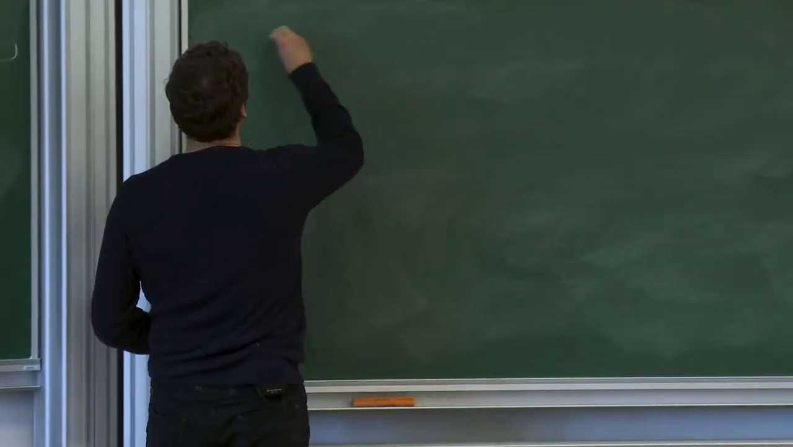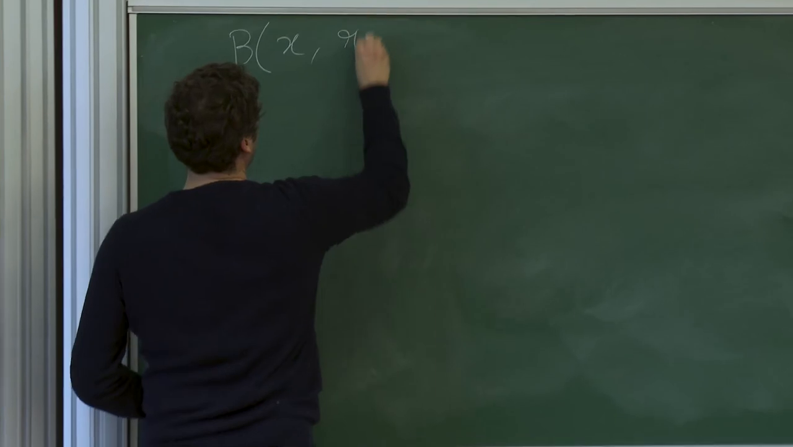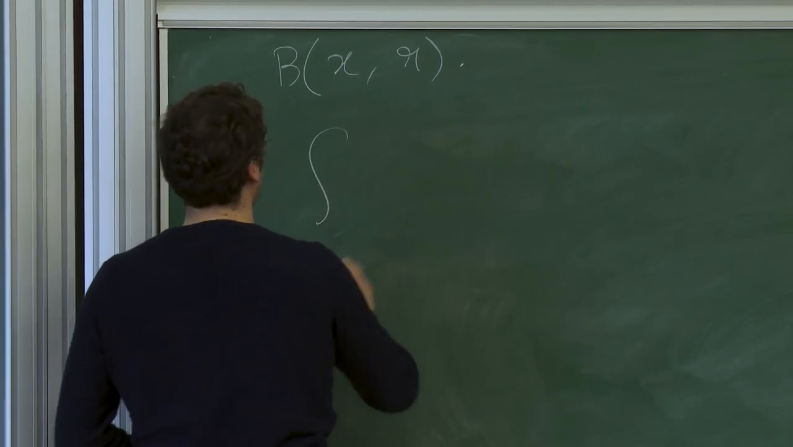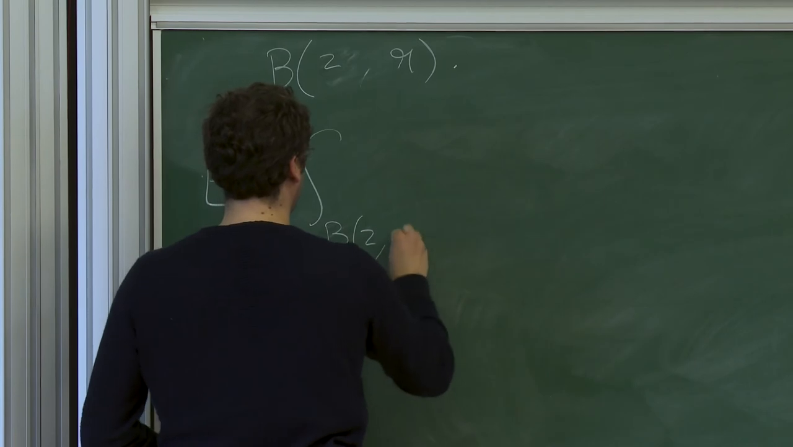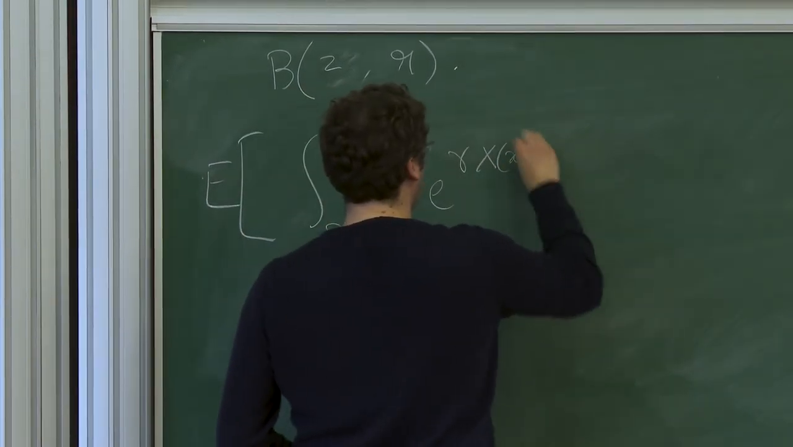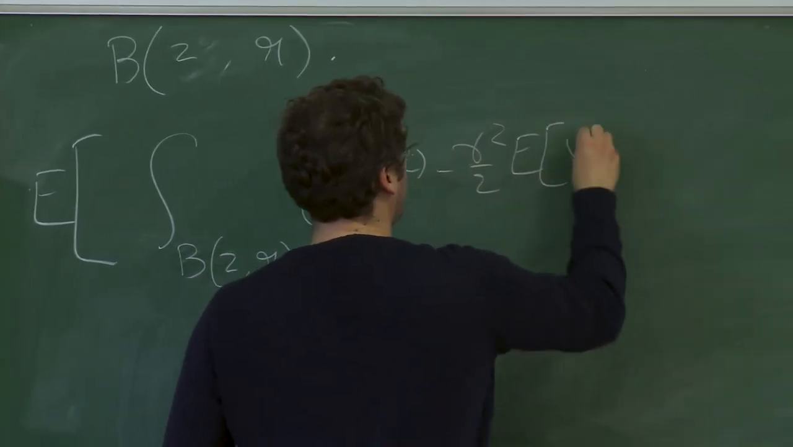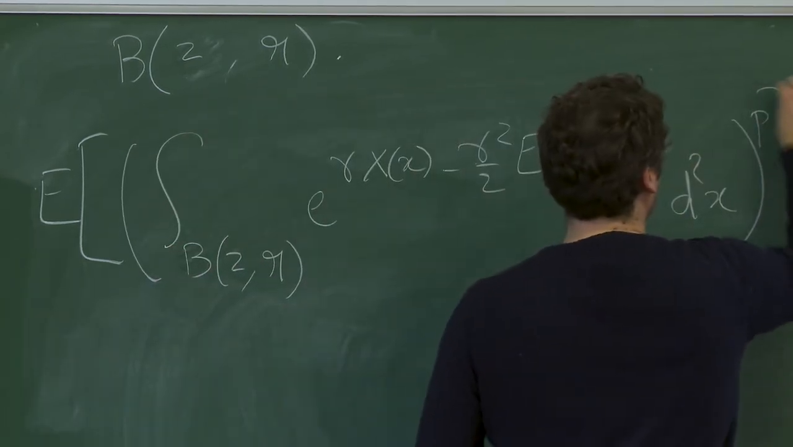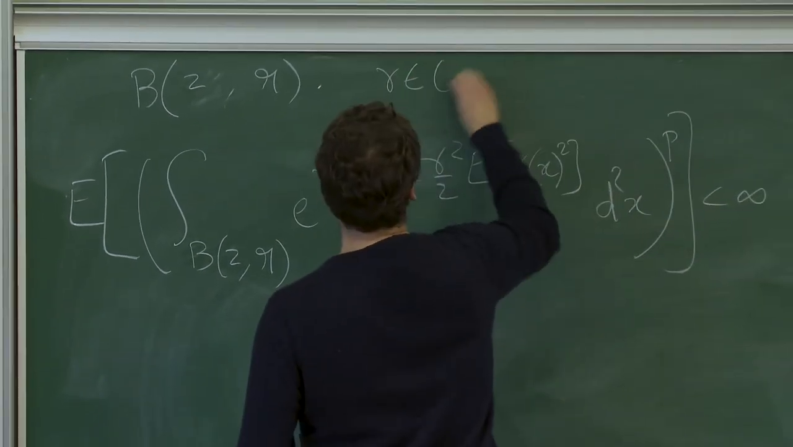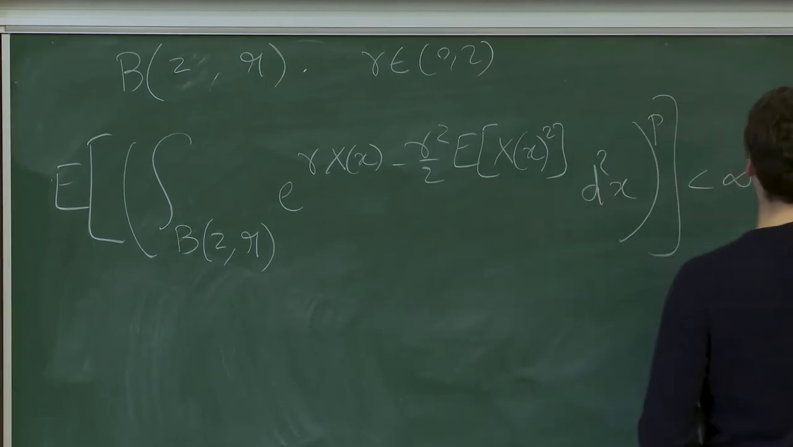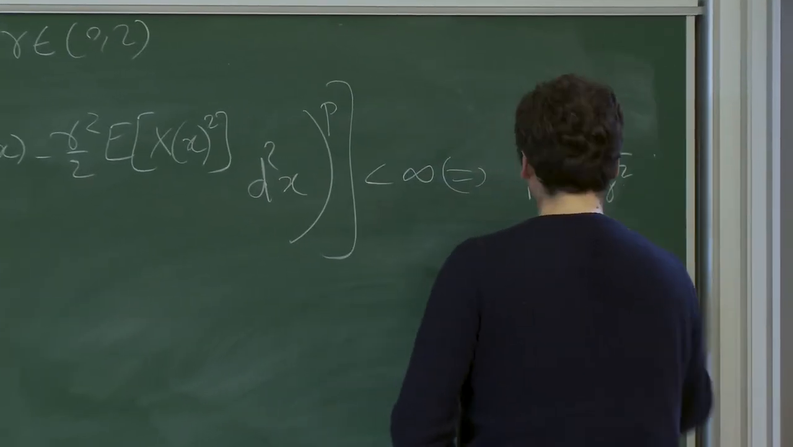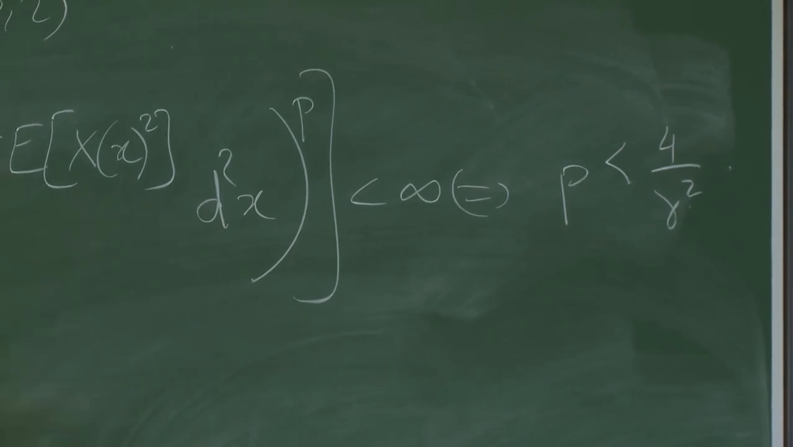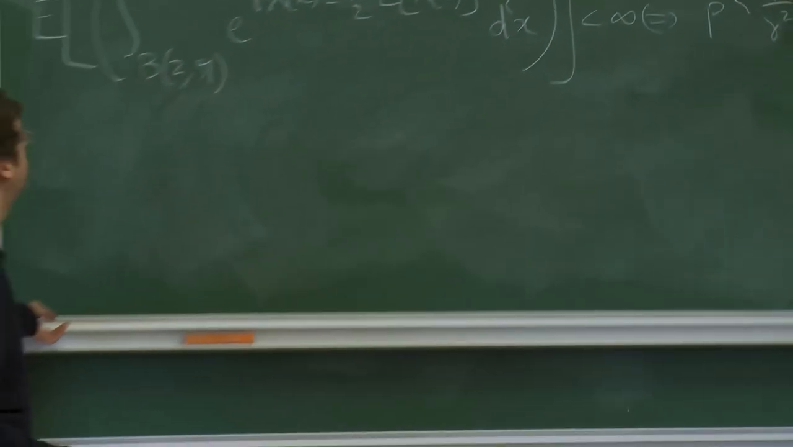Imagine I take some ball of center x and radius r. Something important I told you is that if I integrate the free field, this is finite. I take, of course, gamma in (0,2). This is finite if and only if p is smaller than 4 over gamma square. So let me try to explain where this 4 over gamma square can be seen very easily. I use this very often, so this is maybe a little digression.